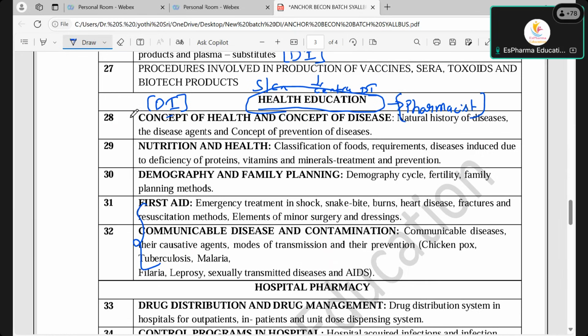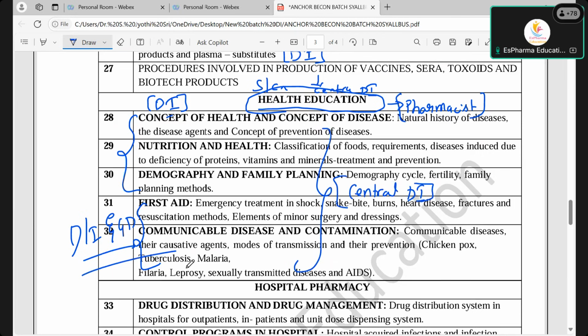Okay, so these three are purely government pharmacist topics, right? And first aid and communicable diseases are common for both pharmacists as well as drug inspectors. And none of these topics are in Central Drug Inspector, central DI. None of these topics. Communicable diseases are there, but first aid is also not there.